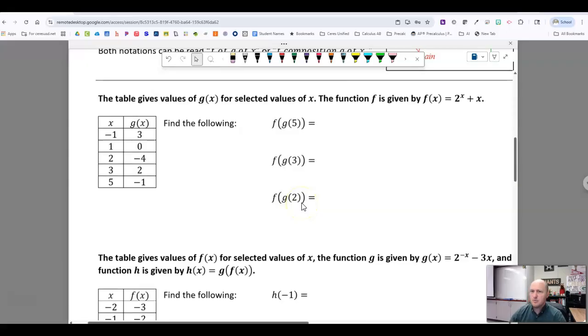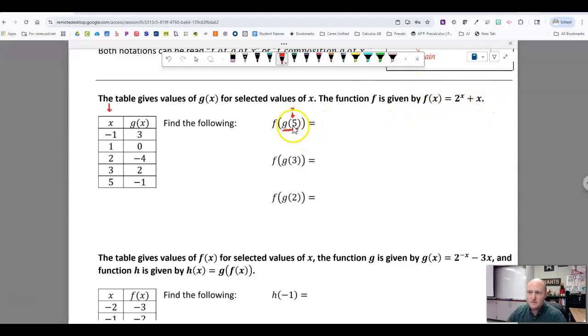So here they say the table of values gives values for g of x for select values of x. The function f is given by f of x equals 2 to the power of x plus x. Find the following. What's very important to note is that we're going to start on the inside, and this 5 here, g of 5, is an x value. That's your input. So we go to my table where we can evaluate g. I'm going to use my table, not my algebraic function over here.